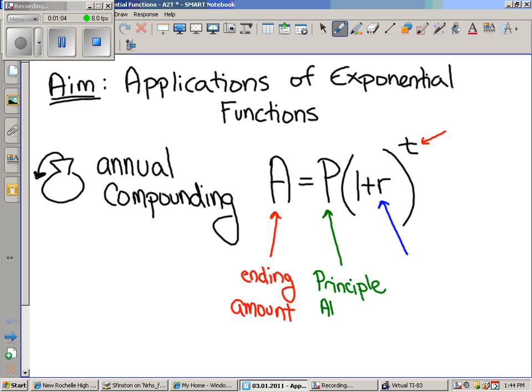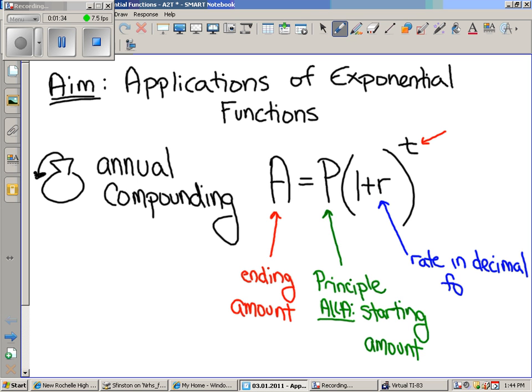All right, AKA the starting amount. R, guess what R is? R is the interest rate or the rate in decimal form. Don't forget that. Not in percentage form. It's in decimal form. And guess what T stands for? Yep, T stands for time.